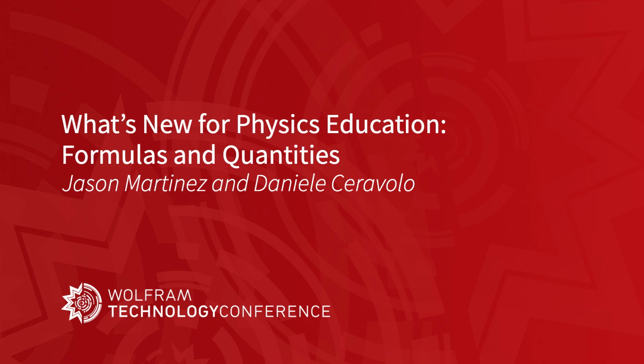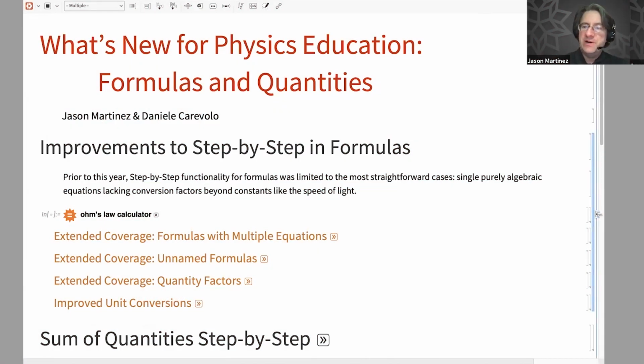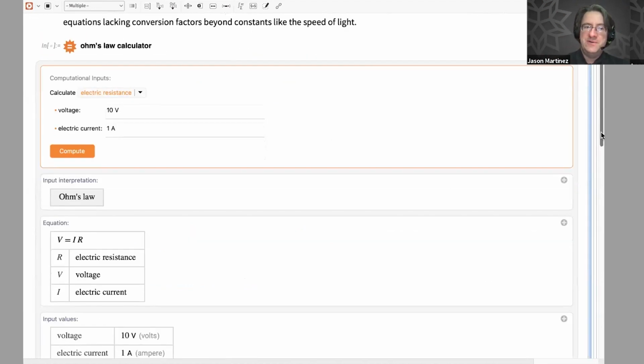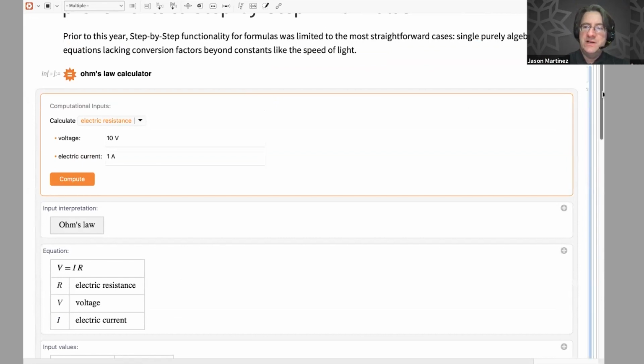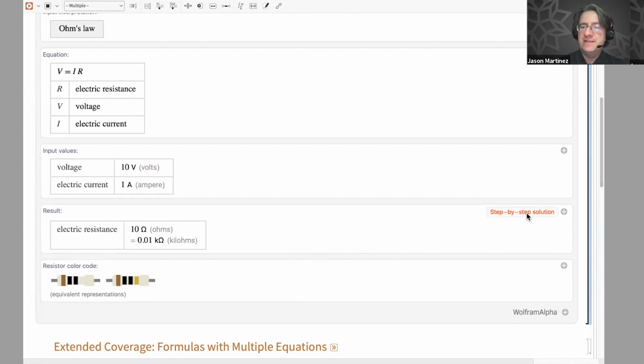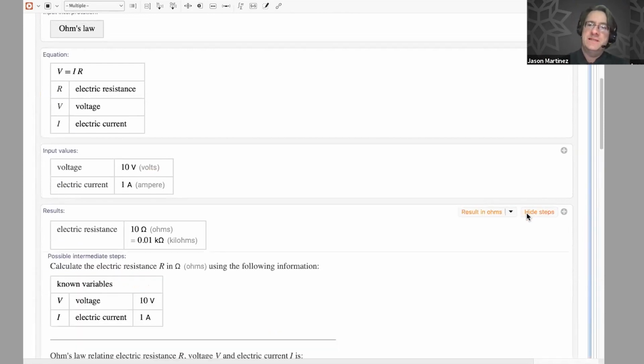One of the first major things that we've been working on this past year is expanding the step-by-step functionality that you find in our formulas on Wolfram Alpha. Prior to this year, you could find our step-by-step functionality if you went through to a formula like Ohm's law and pressed the step-by-step solution button. But that was really only available for the simplest of formulas.